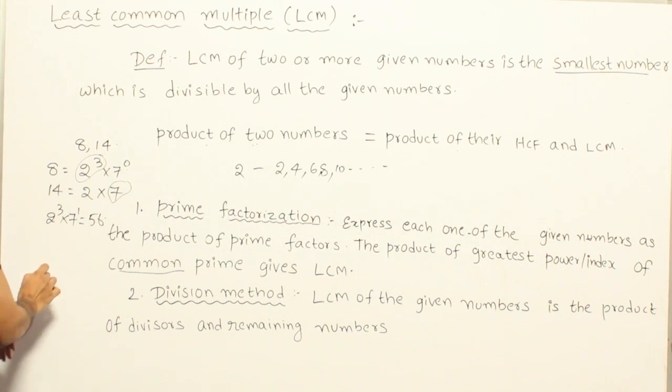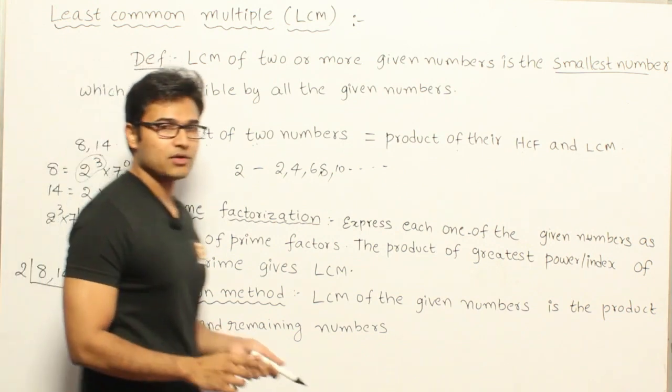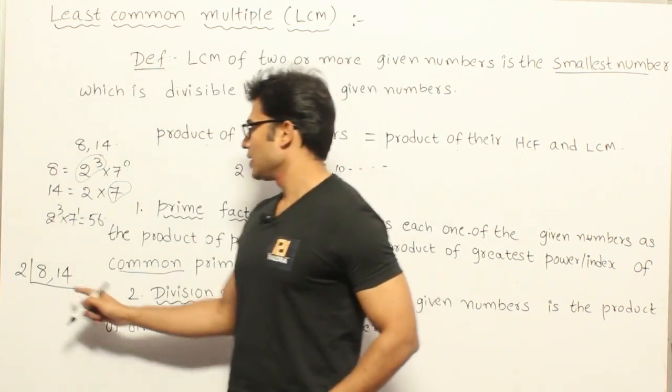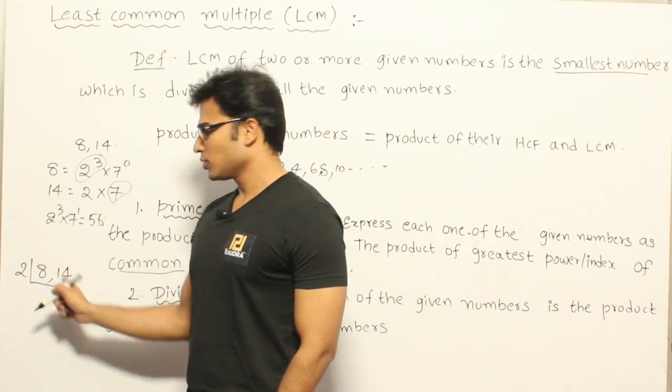So if we take 8 and 14, how does the division method work? You take 2 and divide. Why am I taking 2? Because 2 is a factor of both of them. That is why I am taking it. You take 2 and divide both of them.